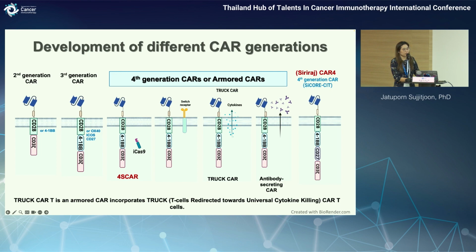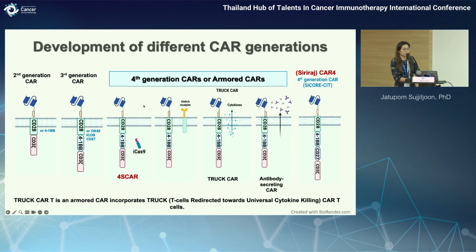Here is the development of different CAR generations nowadays. The second generation CAR is the only CAR approved by the US FDA so far, and different other CARs have been developed. For example, the third generation CAR construct incorporates 2 co-stimulatory signaling domains within the CAR structure, for example, CD28 and 41BB. Clinical trials have been done.